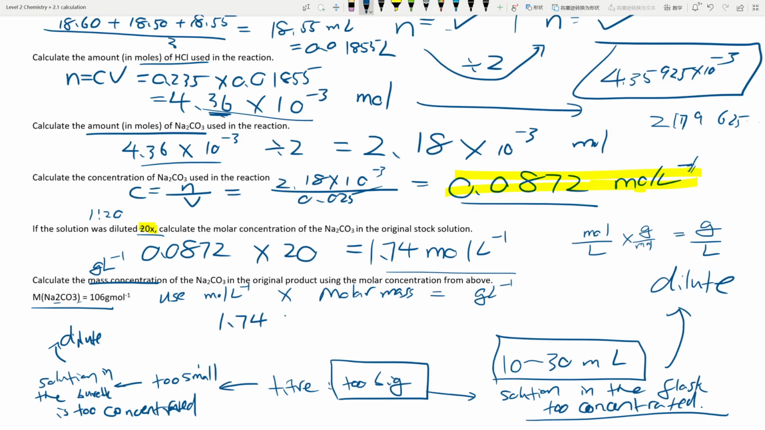So it's 1.74 times 106. Again, I'm using the entirety of the numbers on my calculator, so that will be 185 grams per liter. What that means is, if you have 1 liter of solution, there's 185 grams in it.